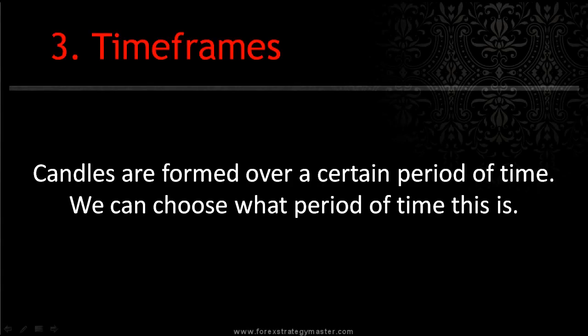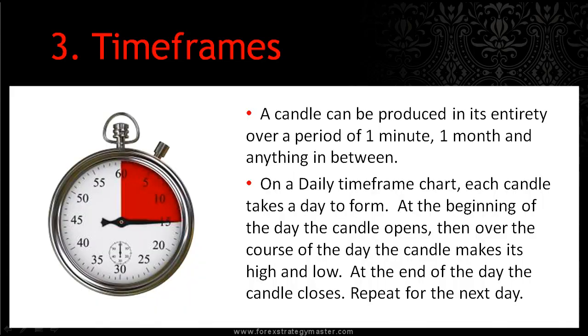Time frames. Candles are formed over a certain period of time, and we can choose what period of time this is. A candle can be produced in its entirety over a period of 1 minute, 1 month, and anything in between. On a daily time frame chart, each candle takes a day to form. At the beginning of the day, the candle opens, and then over the course of the day, the candle makes its high and low. At the end of the day, the candle closes. We shall repeat the exact same process for the very next day.